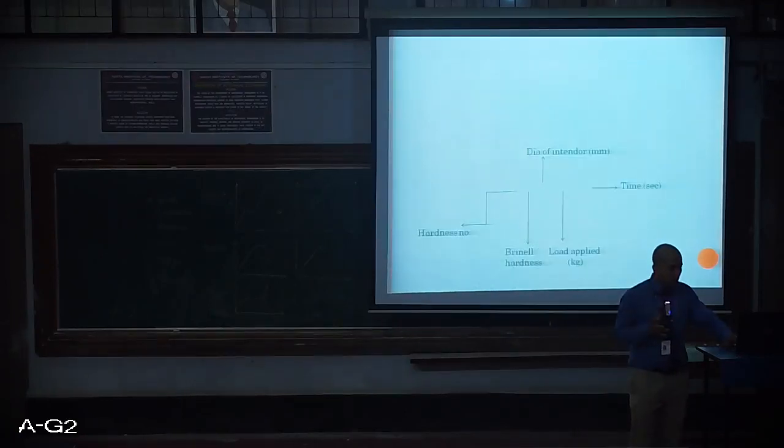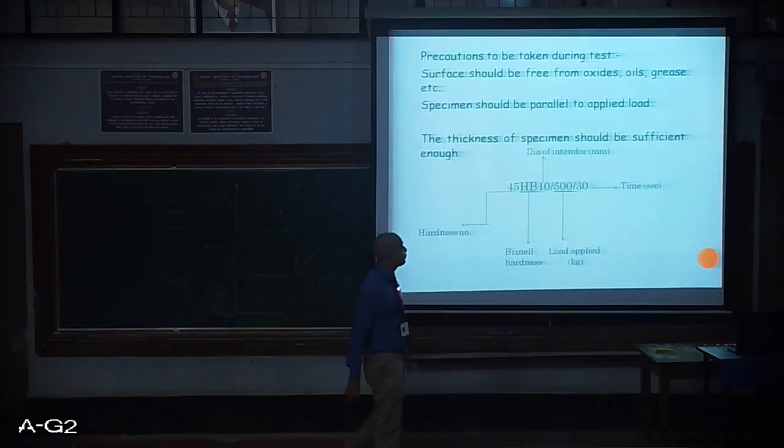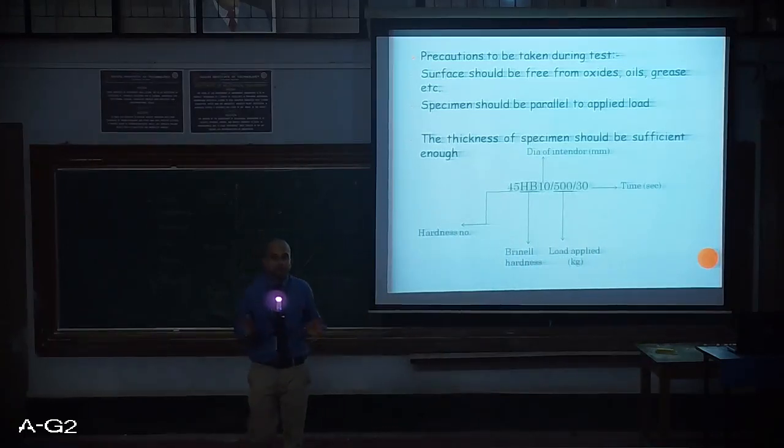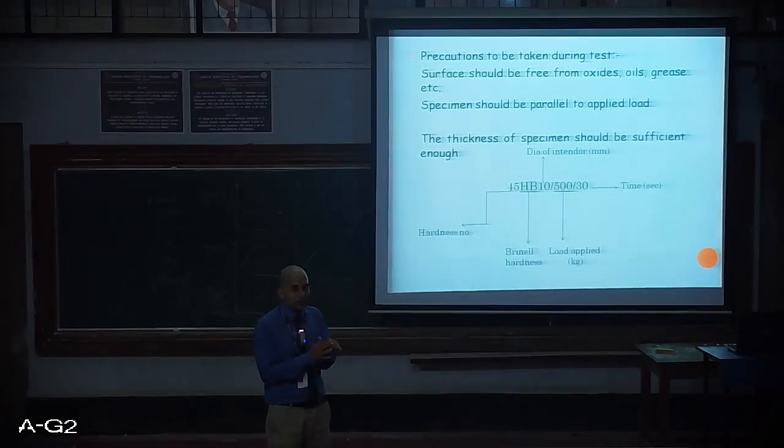Some of the precautions you have to take here are that the surface should be free from oxides as well as oil, grease, etc. If you have a specimen which is not free from oil, grease, oxides and so on, then you will probably get a wrong reading, because the indenter will not make a proper mark on the material. So you have to make sure that the surface on which you are finding the Brinell hardness number is free from dirt, oil, grease, scales, etc. The surface should also be free from oxides, and it should be perpendicular to the applied load.